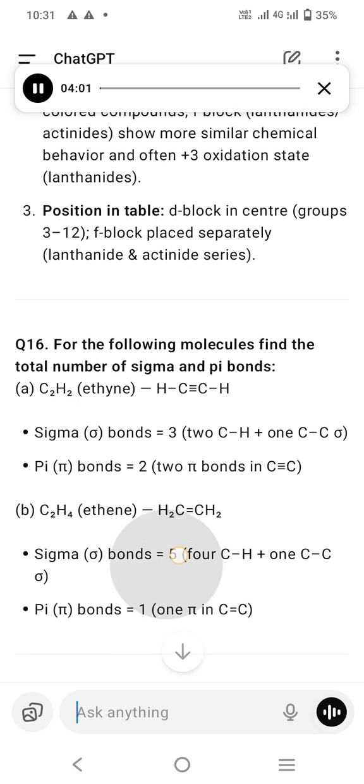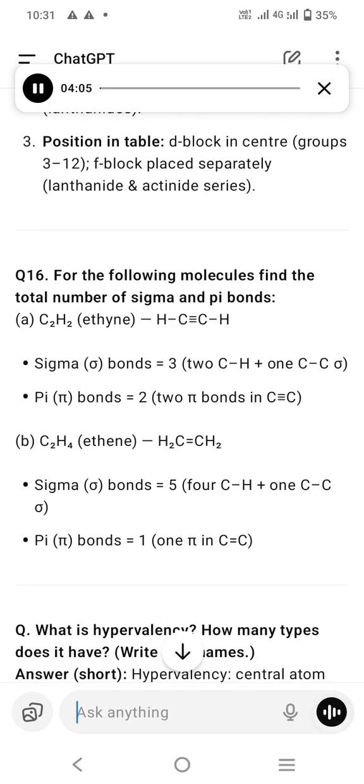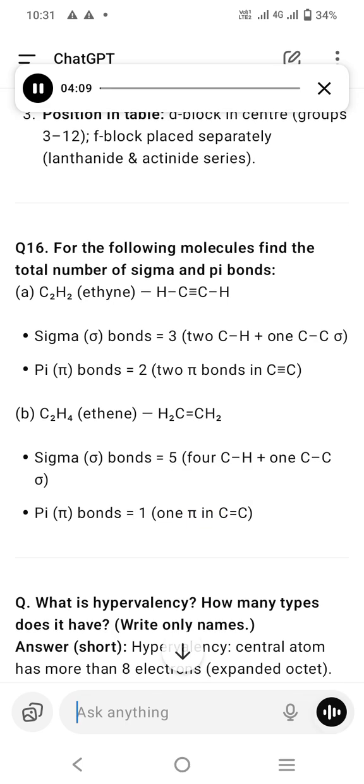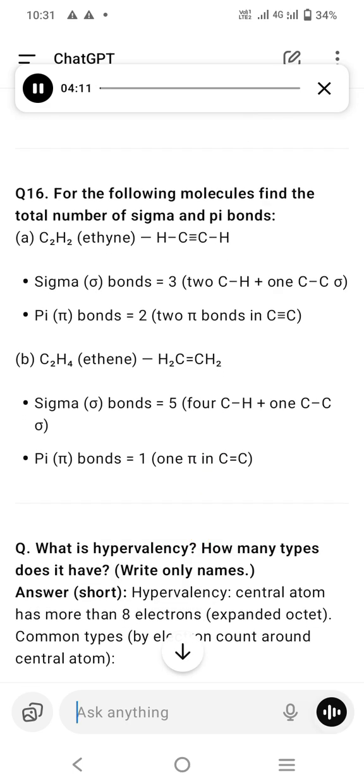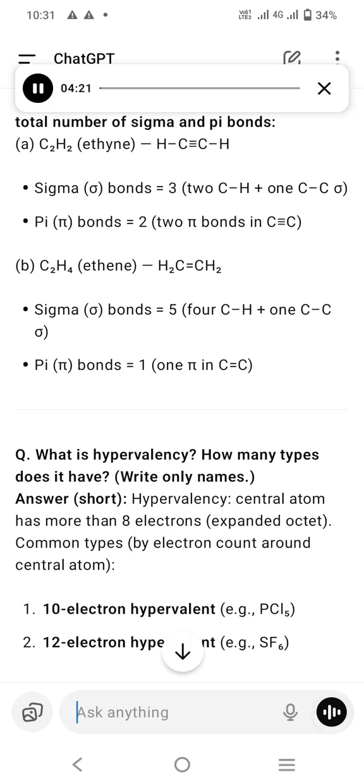Q16. For the following molecules, find the total number of sigma and pi bonds. A. C2H2, ethyne. H-C≡C-H. Sigma bonds equals 3: 2 C-H plus 1 C-C. Pi bonds equals 2, 2 pi bonds in C≡C. B. C2H4, ethene. H2C=CH2. Sigma bonds equals 5: 4 C-H plus 1 C-C. Pi bonds equals 1, 1 pi bond in C=C.